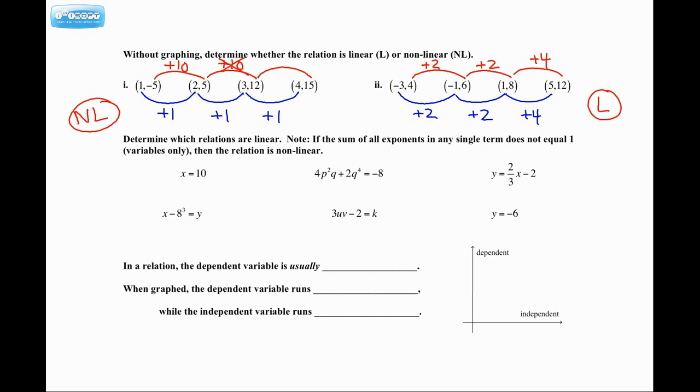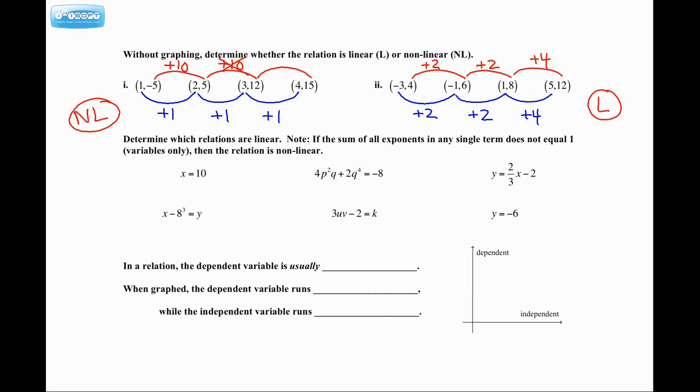All right, determine which relations are linear. It says, note, if the sum of all exponents in any single term does not equal 1, for variables only, then the relation is nonlinear. Don't worry, I'll go over that. So what we're trying to do here is figure out which of these 6 relations is linear, or are linear, which are nonlinear.